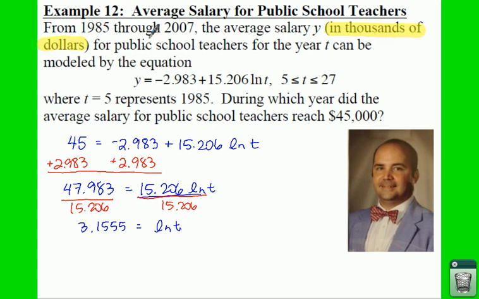In order to get rid of your natural log, you need to e both sides. So we get T is equal to e to the power of 3.1555, which is approximately 23.46. Now, if this is your T value, then that means it wants to know during which year. So we don't just say T equals 23.46. You're going to say, well, if T is equal to 5, that's 1985, then T equals 0 is 1980. So 1980 plus 23 is going to give you the year 2003.